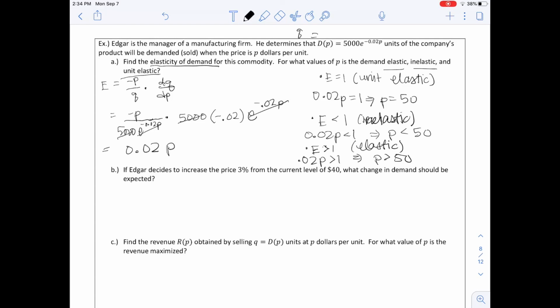So our price would be in dollars. I'm going to go ahead and say $50 is when we have unit elasticity. Inelastic would be when our price is less than 50, and elastic would be when the price is greater than 50. So we have parts B and C that I'm going to go ahead and circle, and we'll finish up those two parts together in class.